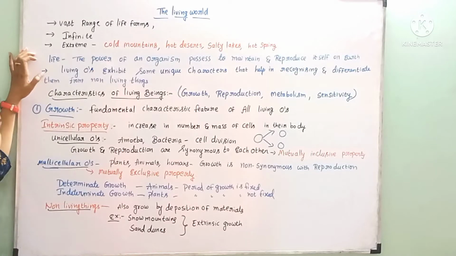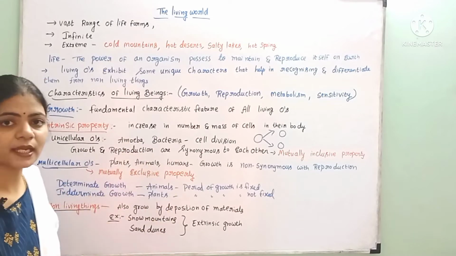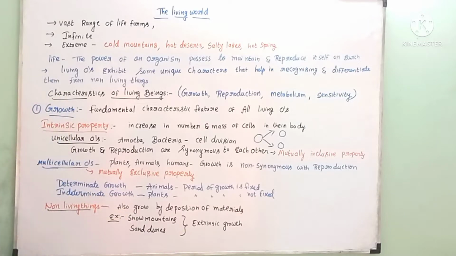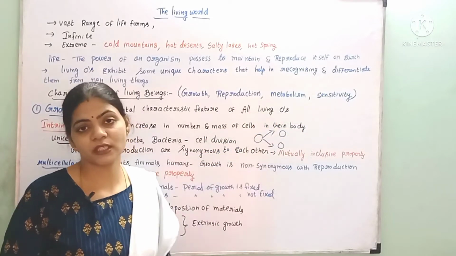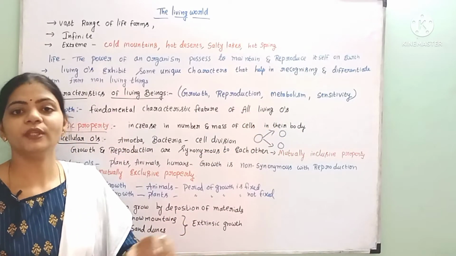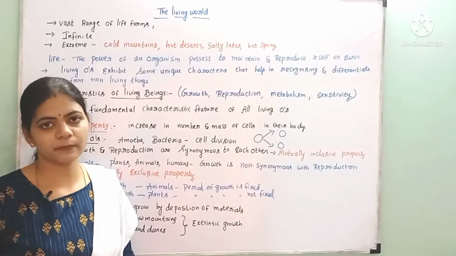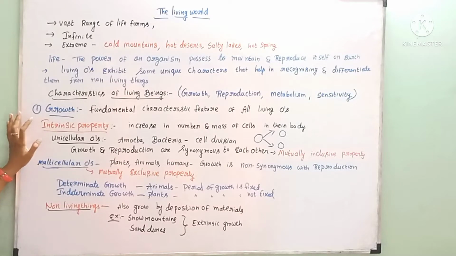And the living organisms exhibit some unique characters. Because of those unique characters, we can recognize and differentiate them from non-living things. And what are those characters? Growth, reproduction, metabolism and sensitivity. All these are unique characters exhibited by living organisms and not exhibited by non-living things. In that, the first one is growth.